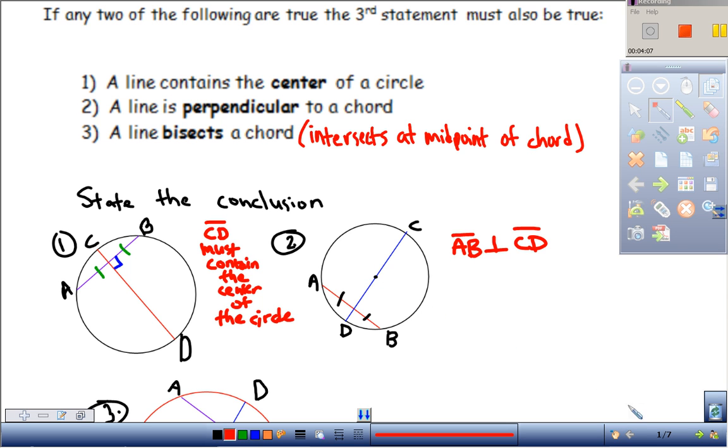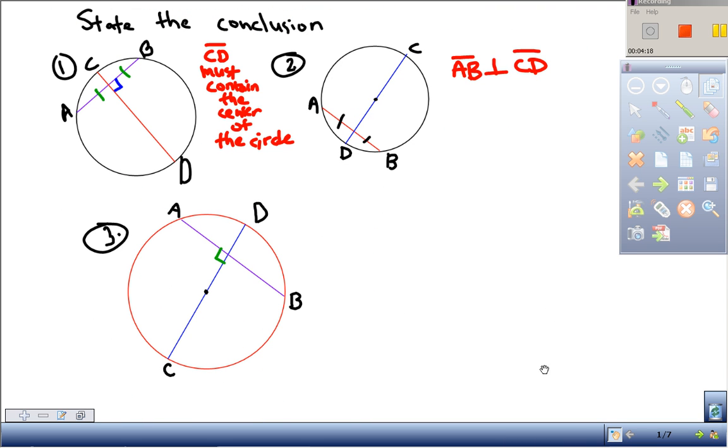Alright, let's look at one more example. Okay, now I've hidden that triple theorem, but you guys have it written on your paper. So check out number three. I see a bolded dot. That means I am the center of the circle. I see a right angle, perpendicular. I do not see tick marks. So, anybody for number three? Come on, I know you're out there, and I know you know the answer. Alright, what do you think it is?